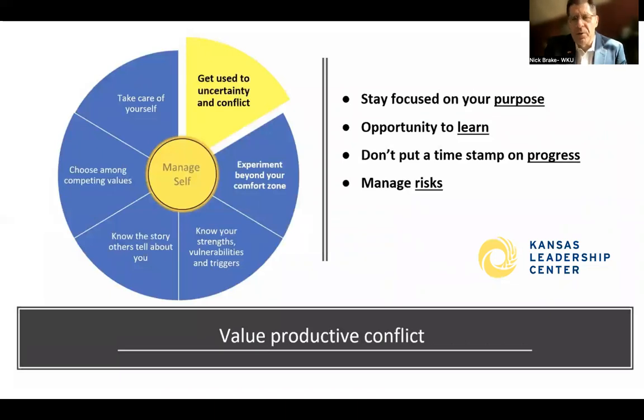Another important component of managing yourself is understanding that leadership involves uncertainty and conflict. And that, as we've talked about in the first components of leadership, the first principles, it's risky. And so part of what you have to do in managing yourself is stay focused on what your purpose is. Those are the things, your purpose, your core, are the things you don't compromise, the things you don't give on.